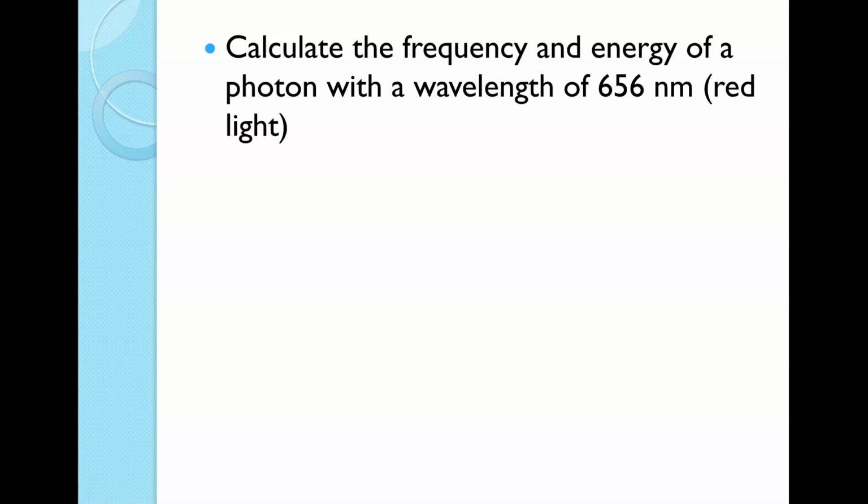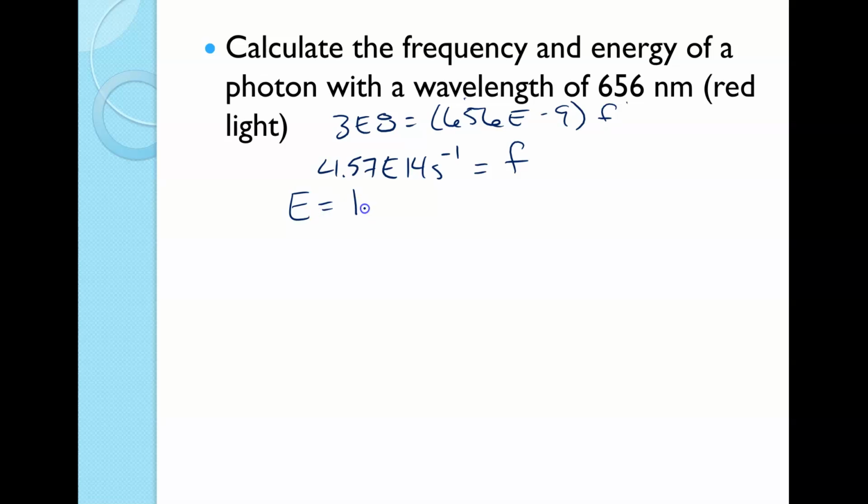Calculate the frequency and energy of a photon with a wavelength of this. This is red light. So for frequency, 3 E to the 8th equals 656 E to the negative 9 times the frequency, and you get 4.57 E to the positive 14 seconds inverse. To put it in the energy, you end up with 3.03 E negative 19 joules. And that's for one little photon.